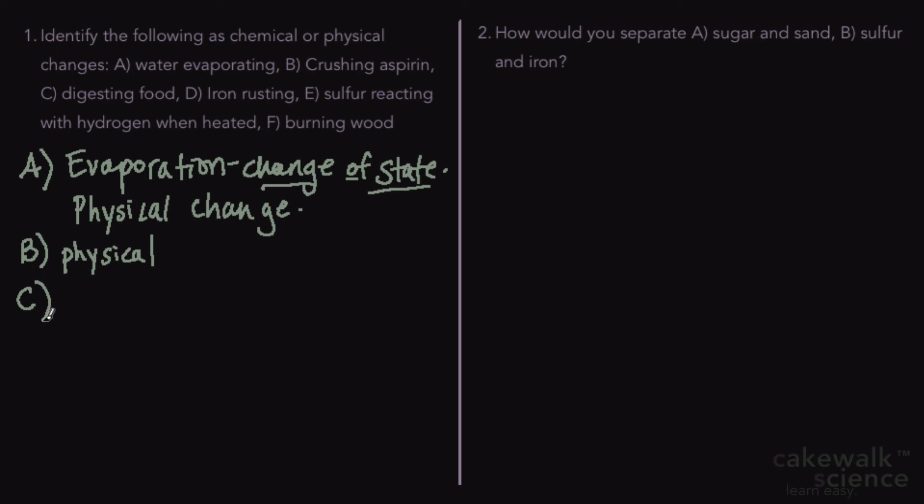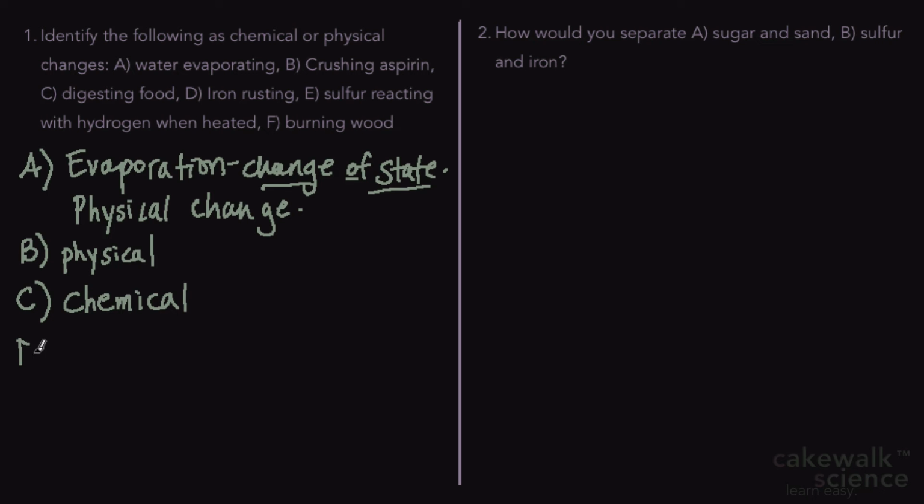C. We have digesting food. What happens when we digest food? Stomach acid, for example, breaks down large proteins into smaller kinds of proteins. This is changing the chemical identity of a substance, so food digestion is a chemical change. Write down that it's a chemical change.